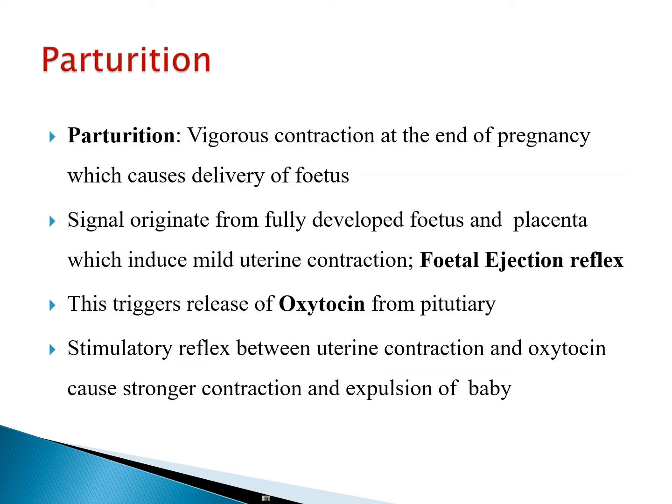Parturition. It is a vigorous contraction at the end of pregnancy which releases so much pressure that it causes delivery of the fetus. The signal for parturition originates from the developed fetus as well as from the placenta. These two induce mild uterine contractions, which are called the fetal ejection reflex. This fetal ejection reflex triggers the release of oxytocin from the pituitary. So, the stimulatory reflex between the uterine contraction and the oxytocin from the pituitary causes further stronger contraction and helps in the expulsion of the baby.